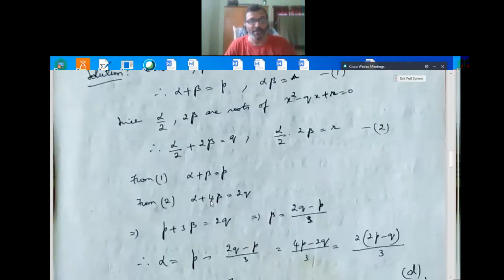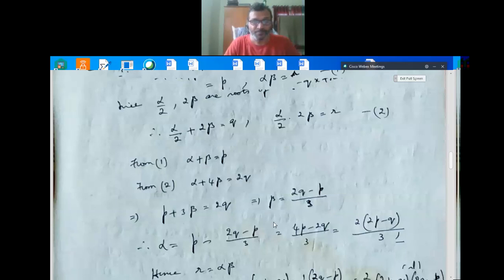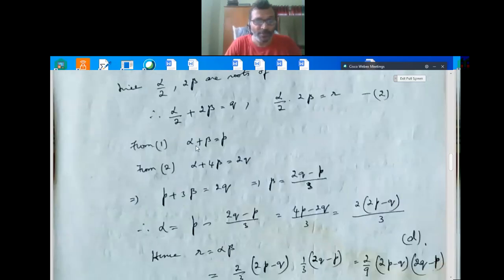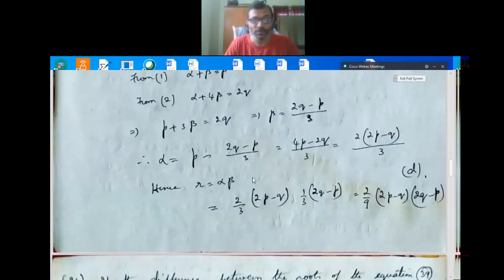Alpha plus 4 beta can be written as alpha plus beta plus 3 beta, and alpha plus beta is p. So p plus 3 beta equals 2q. From this I can find beta, a very simple calculation: 2q minus p by 3. Once you know beta, I can find alpha. So alpha is p minus beta, so p minus 2q minus p by 3. Take LCM: 3p minus 2q plus p, 3p plus p is 4p minus 2q by 3. 2 is common, so 2 into 2p minus q by 3.